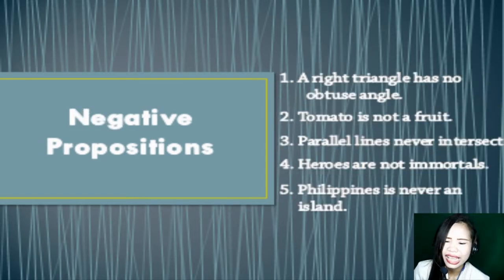How about negative propositions? These are some examples. As you can see, a right triangle has no obtuse angle. Are you sure? A right triangle has no obtuse angle?